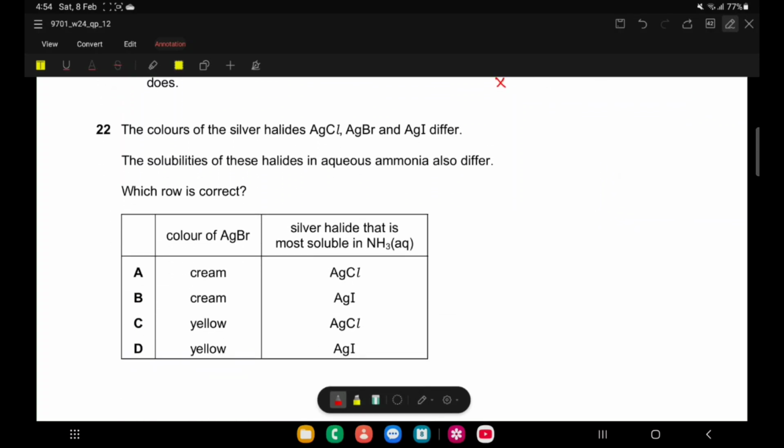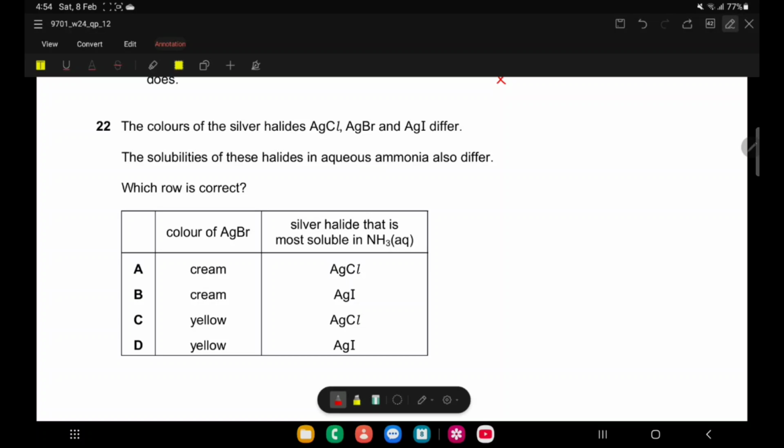Question number 22. The colors of silver halides, silver chloride, silver bromide and silver iodide differ. The solubility of these halides in aqueous ammonia also differ. Which row is correct? The color of silver bromide is definitely cream, not yellow. And the silver halide that is most soluble in ammonia is silver chloride. Okay, so the answer to 22 is A.